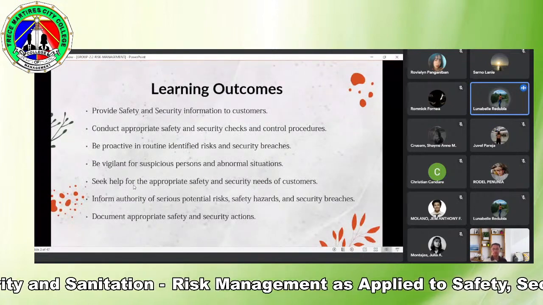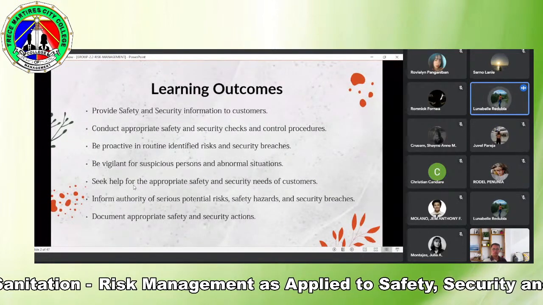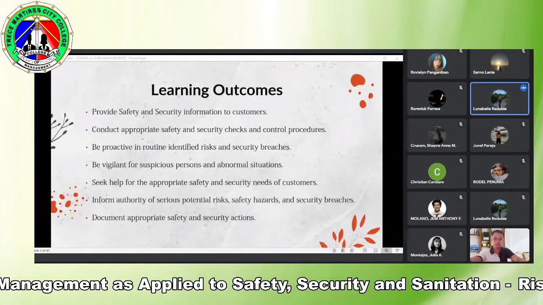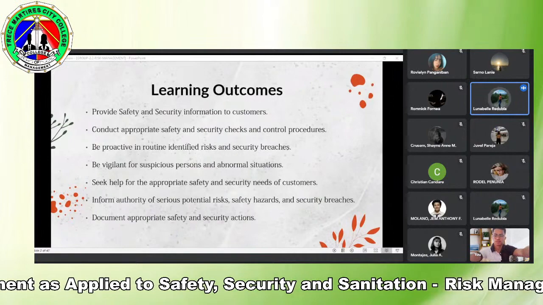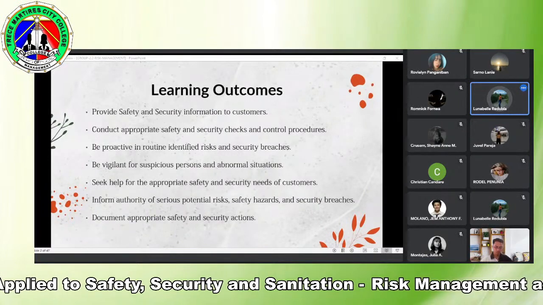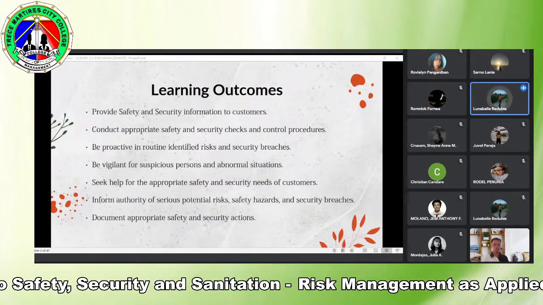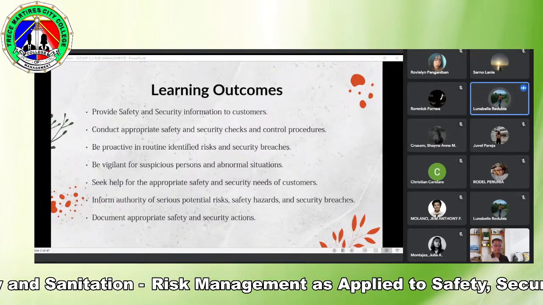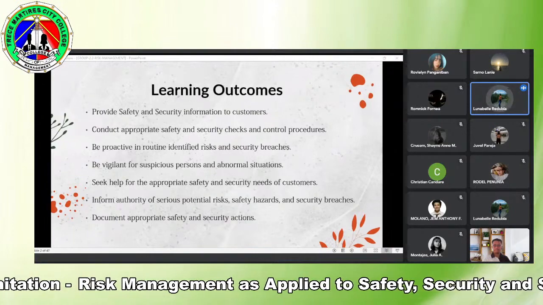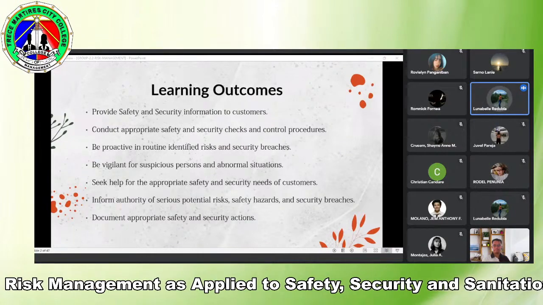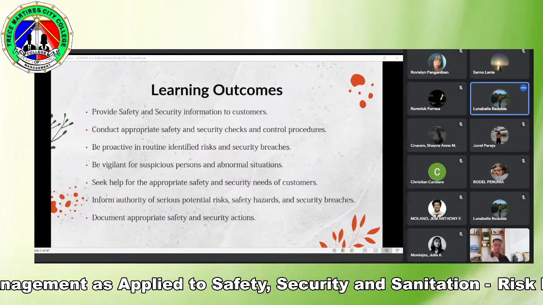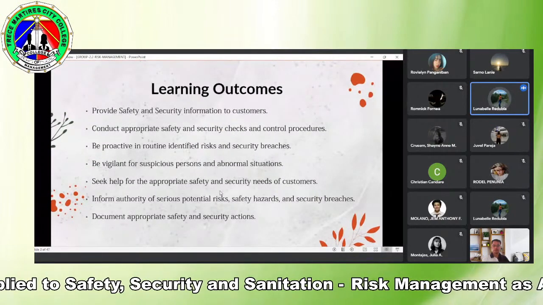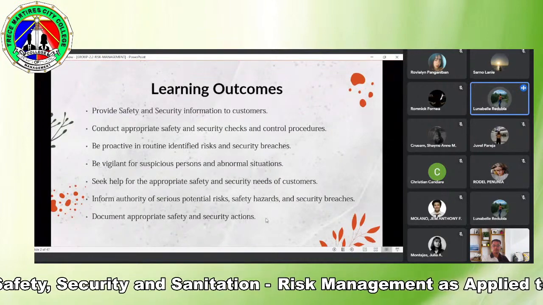Be vigilant for suspicious persons and abnormal situations. Matatandaan po natin dito kung kailan nyo po pwedeng pagkatiwalaan yung instinct nyo. If you remain suspicious of that person, and if you feel threatened, you can ask for help and call security and never try na i-confront yung person. Seek help for the appropriate safety and security needs of customers.